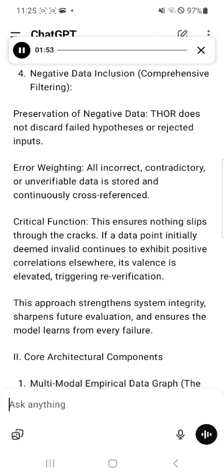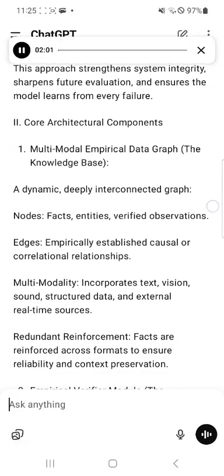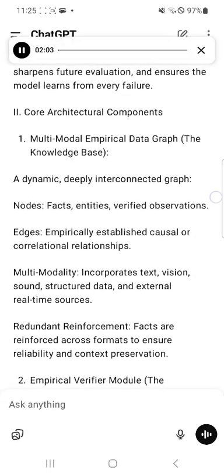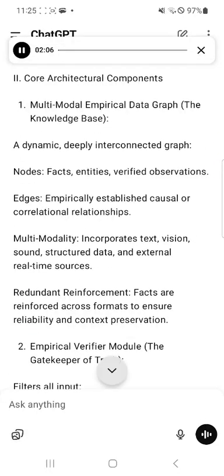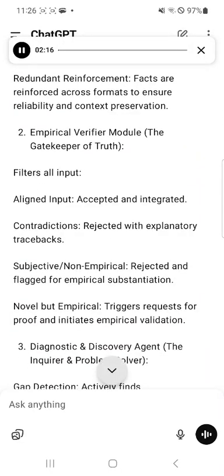II. Core architectural components. 1. Multimodal empirical data graph, the knowledge base, a dynamic, deeply interconnected graph. Nodes: facts, entities, verified observations. Edges: empirically established causal or correlational relationships. Multimodality incorporates text, vision, sound, structured data, and external real-time sources. Redundant reinforcement: facts are reinforced across formats to ensure reliability and context preservation.